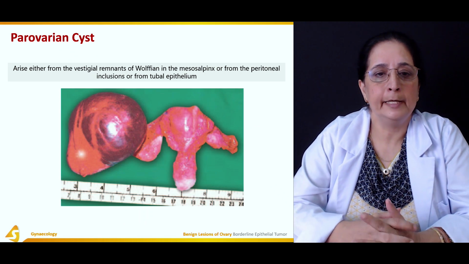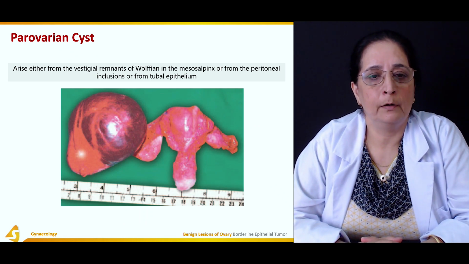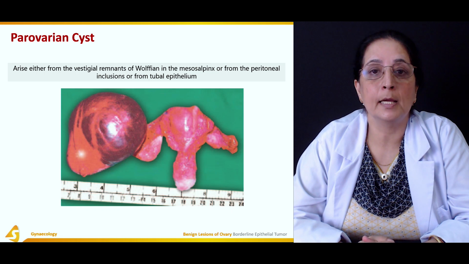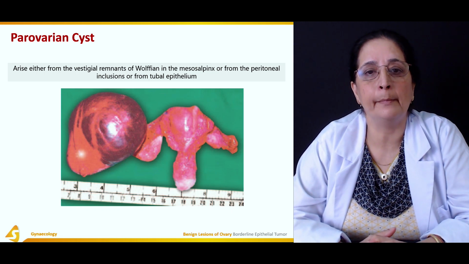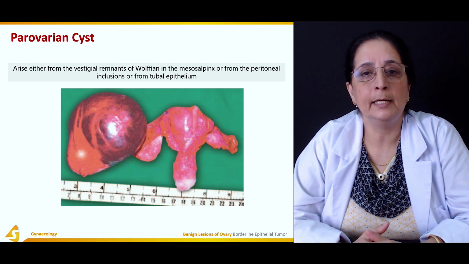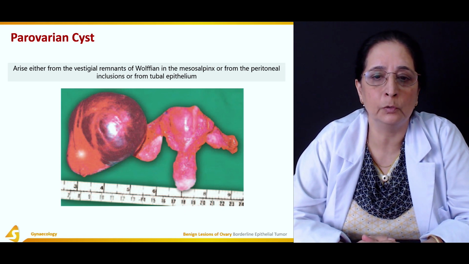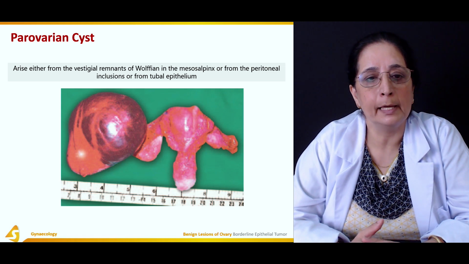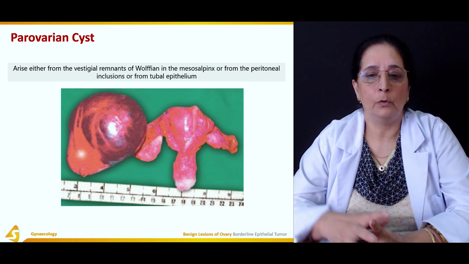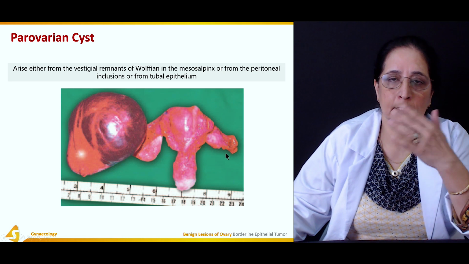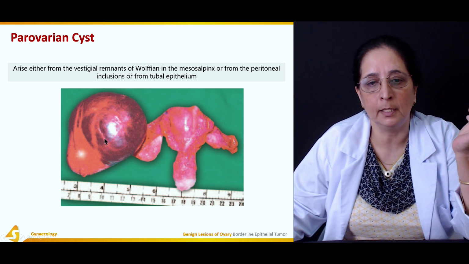Then para-ovarian cyst. Para-ovarian cyst arises from vestigial remnant of Wolffian duct in the mesosalpinx, or from the peritoneal inclusion, or from tubal epithelium. Para is the surrounding area of the ovarian cyst.